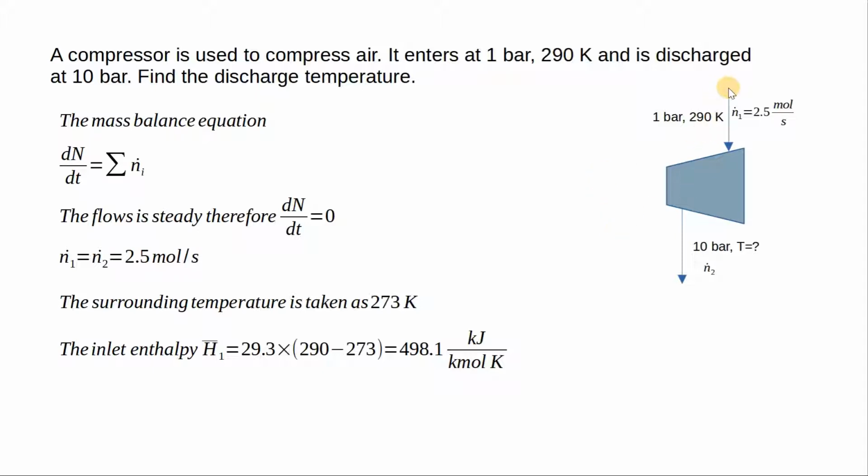The flow rate of air in this compressor is 2.5 moles per second. The air enters at 1 bar, 290 Kelvin and leaves at 10 bar. The temperature at the outlet is not known.